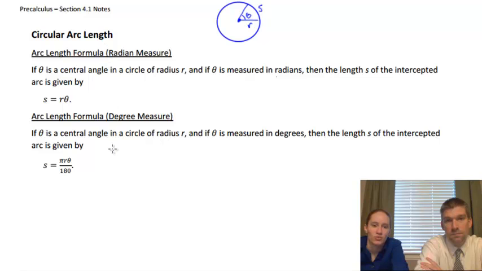The reason we have 2 formulas is if they give us the angle in radian measure, our formula is a lot simpler. The arc length equals R times theta, the radius times the angle. But if they give it to us in degrees, we have this more complicated formula, because inside of it we're converting from degrees to radians. The formula is designed to work with radians, so it's a lot easier that way.